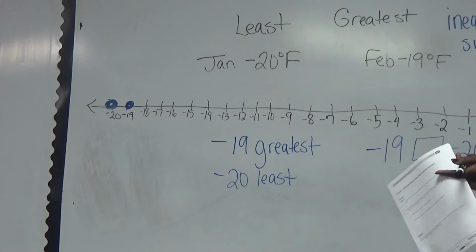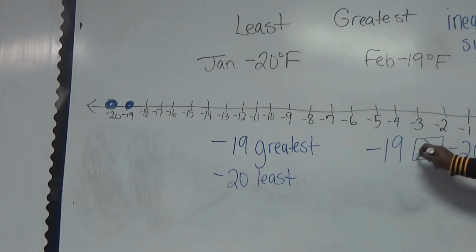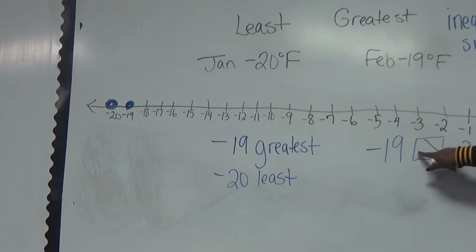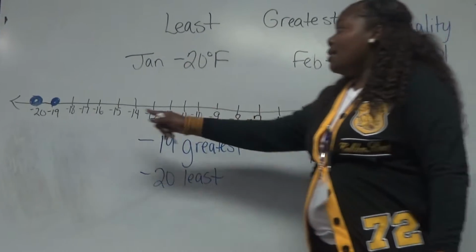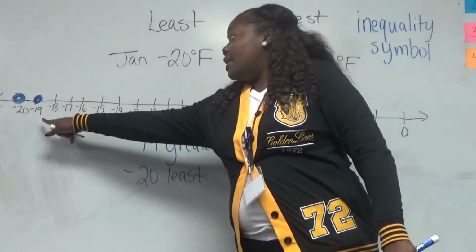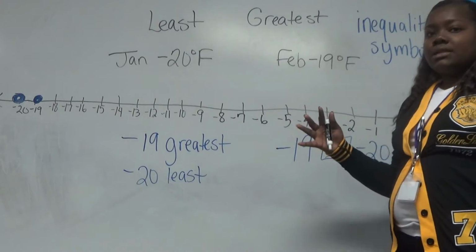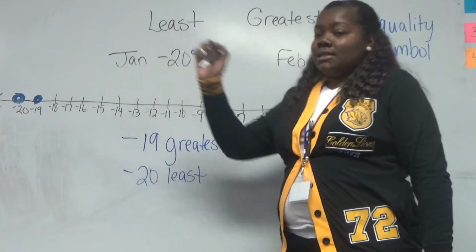And you said it's what? Greater than. So here's what a greater than symbol looks like. It means the mouth is open towards the bigger number. So negative 19 is greater than negative 20. And I can see that by looking at my number line, because the closer the number is to 0, the greater it is. The further away from 0 it is, the lesser it is, okay?